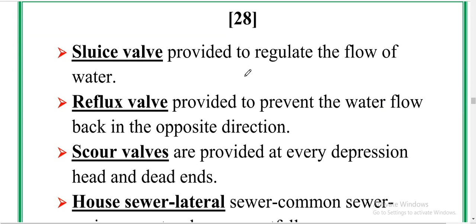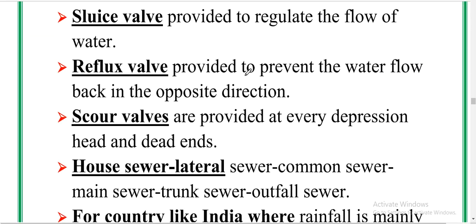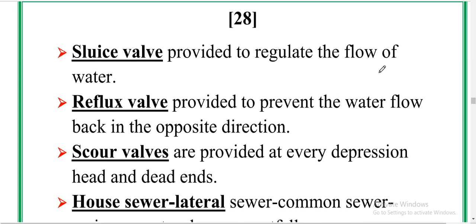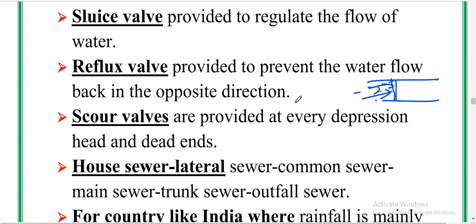Okay. So coming to several pipe valves, very important. First is the flow valve. The flow valve basically regulates the flow of water. The reflux valve is provided to prevent the water flow in the opposite direction. So suppose this is a water pipe; if there is a possibility of water going in the opposite direction, the reflux valve blocks it. The flow valve regulates how much water will flow, that means it regulates the water depth.